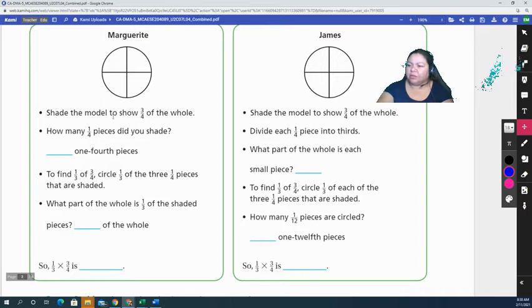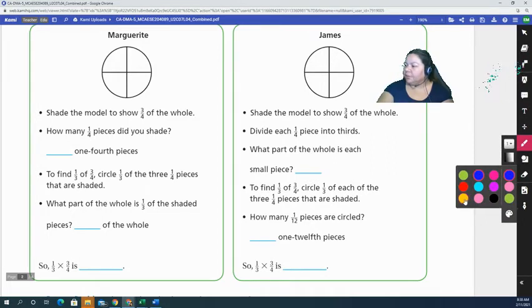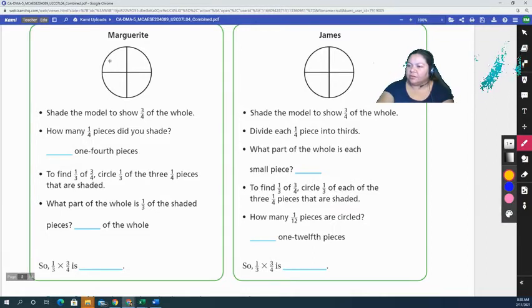It says shade the model to show 3/4 of the whole. So we're going to color this to show 3/4 of the whole. I'm going to use my pencil here. So we're going to show 3/4. And I have 1, 2, 3.